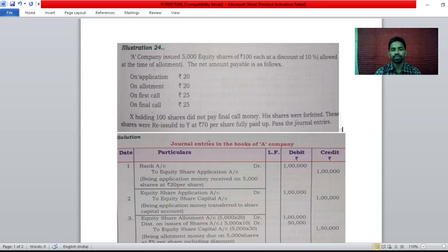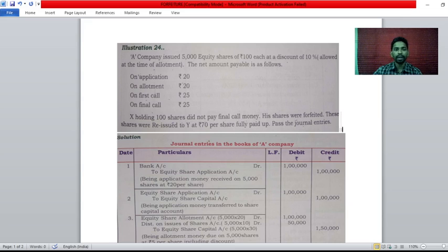For these equity shares there is no demand in the market, so that's why the company is issuing them at a discount. It means 10% discount is given on each share. Now they are going to issue shares at rupees 90 per share. Now see how they are going to collect this 90 rupees.